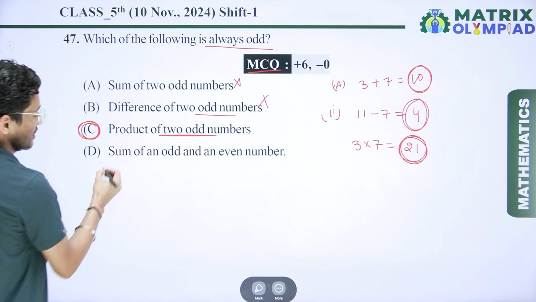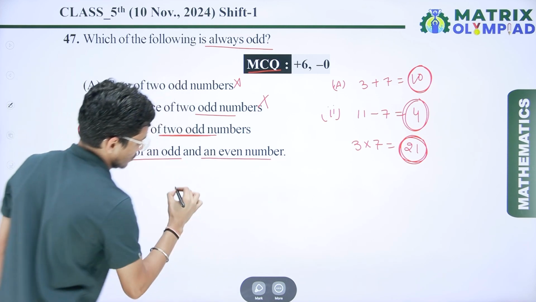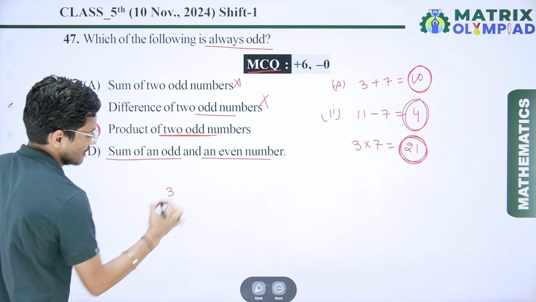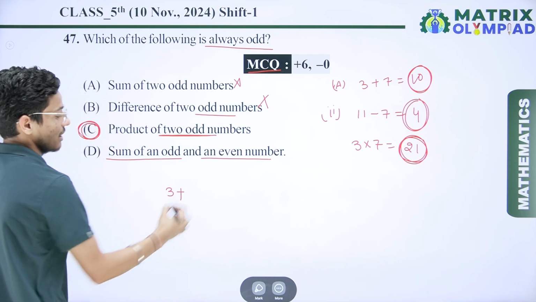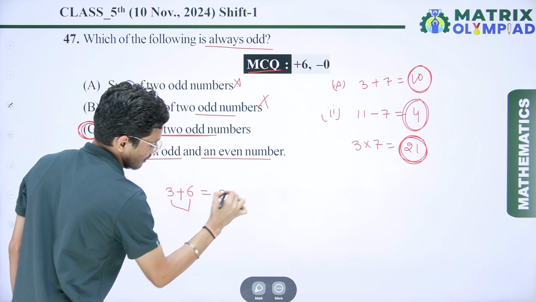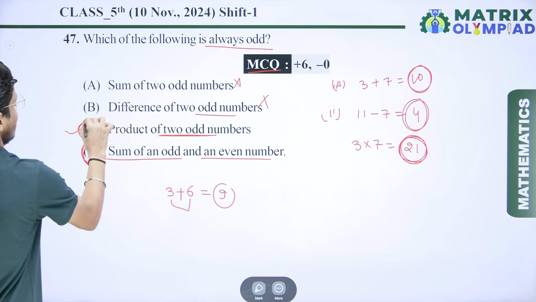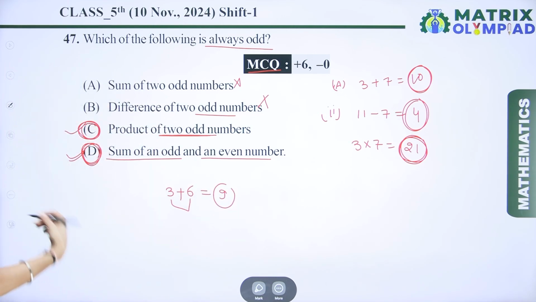If I talk about the last one, the sum of an odd and an even number. Let's assume we have an odd number, 3, and an even number, 6. If I add them, the result is an odd number. It means option number D is also correct. So here option number C and option number D both are the correct answer.